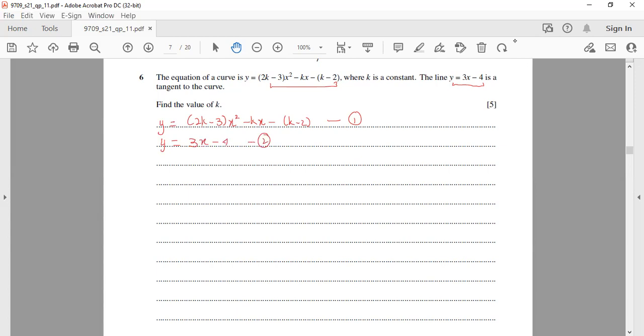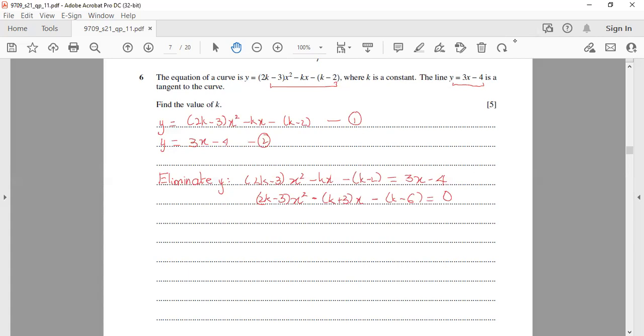So here, let's eliminate y. First step, eliminate y to get (2k minus 3)x squared minus kx minus k minus 2 is equal to 3x minus 4. You can simplify it: (2k minus 3)x squared minus (k plus 3)x minus k minus 6 is equal to 0.